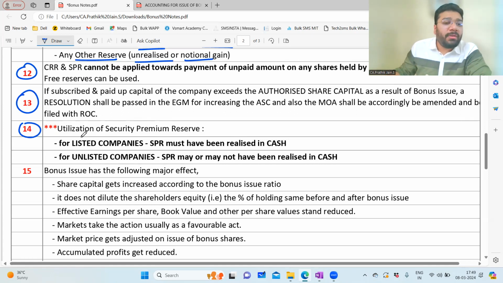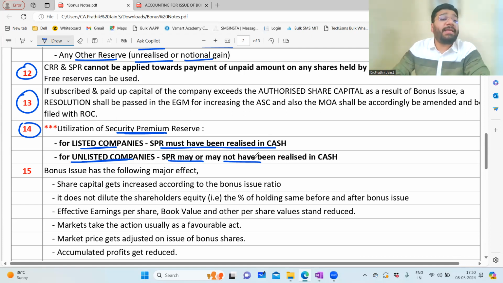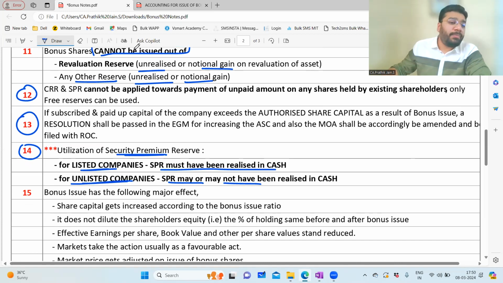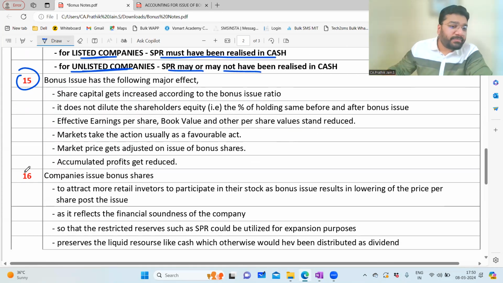Next point is point 14. Securities premium, very clearly they said that for listed companies, SPR must have been realized in cash. For unlisted companies, SPR may or may not have been realized in cash. Clear with this point? So we discussed till the 11th point yesterday and then the 14th point. So today what are we supposed to discuss? Points number 12, 13 and 15 and 16.